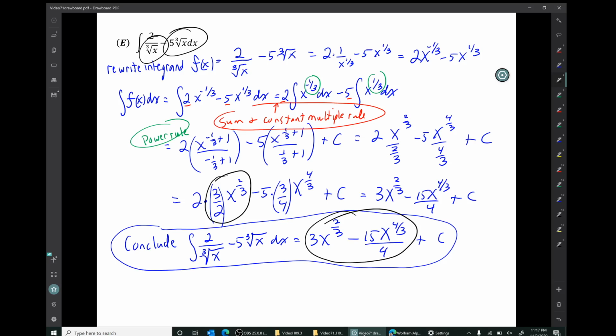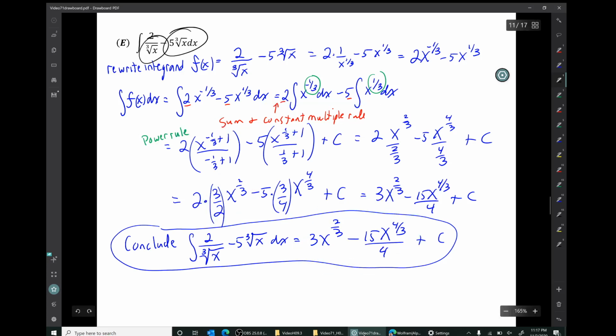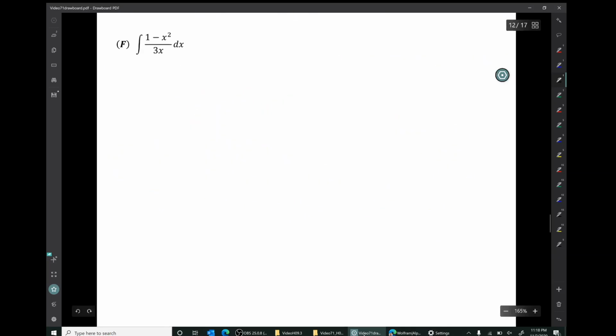But generally, rational exponent form is better. I don't mind the square root symbol for square roots, but for cube roots or other more complicated radicals, I'd rather just have fractional exponent form. Let's go on. In question F, we again have an integrand that needs to be rewritten.